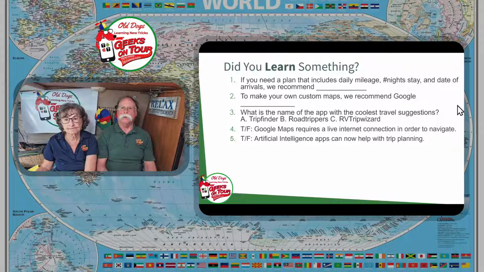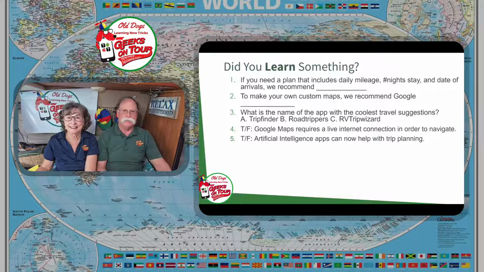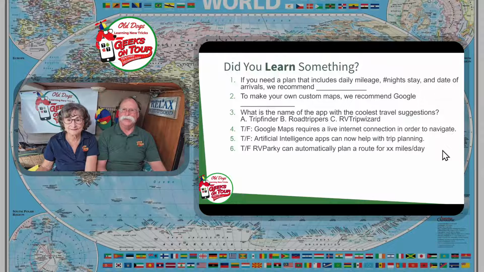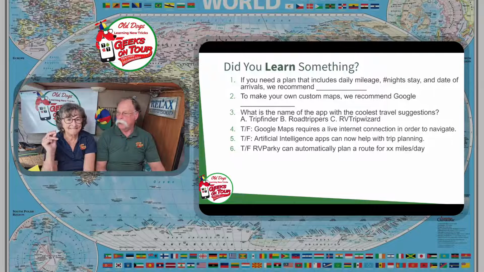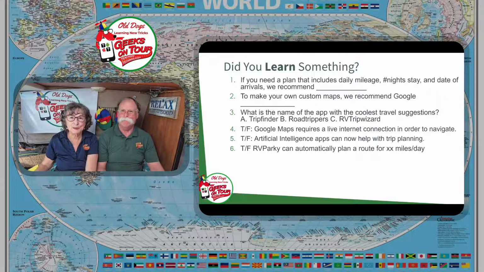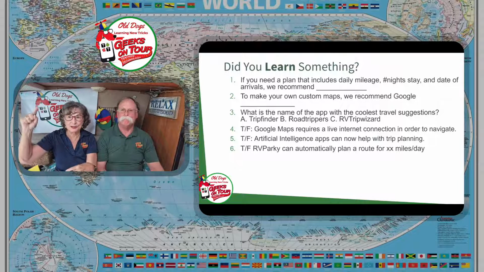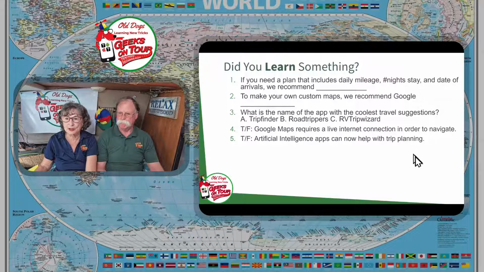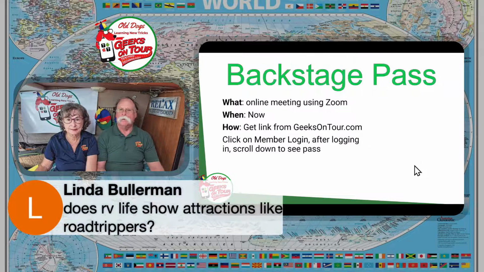True or false? Artificial intelligence apps can now help with trip planning. Yeah, it's going to get almost scary, even more so. All right, true or false? RVParky can automatically plan a route for X number of miles a day. Just put in the number of miles you want to travel each day, put in your start and your stop, and boom, you're done. I think that was it.